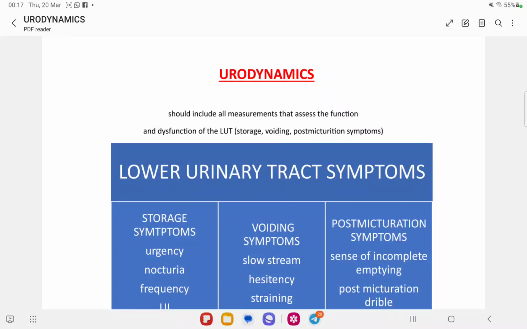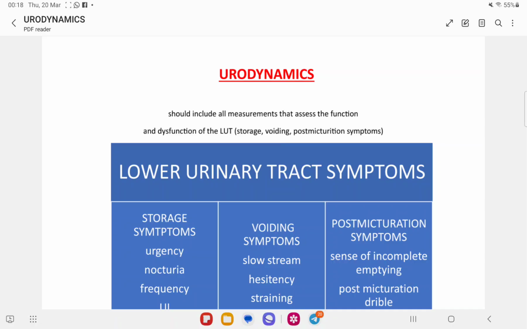We'll be discussing urodynamics. It is a very important topic, mostly important for the IMM, and also important for your FCPS theory, MRCOG theory and clinical. In clinical, you can get it as a station where you have to interpret the urodynamics and then follow the management plan for that certain urodynamic chart.